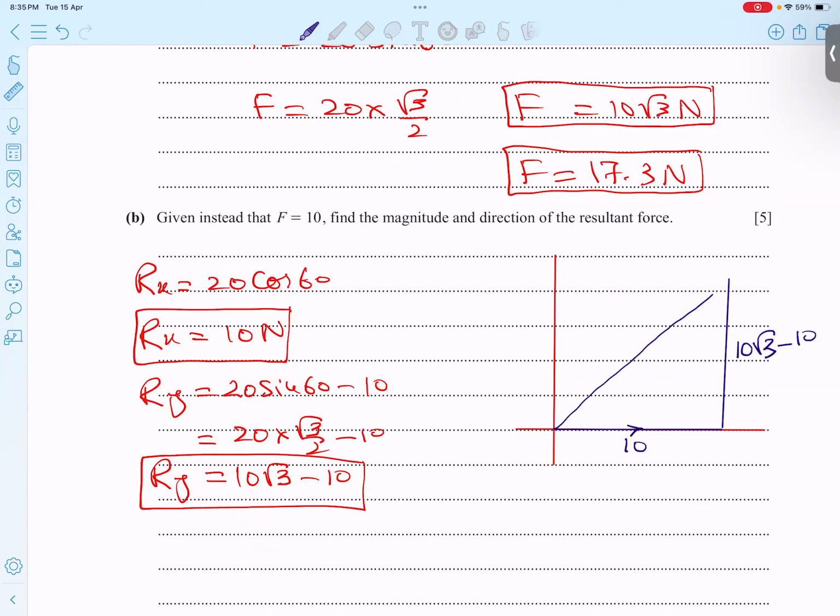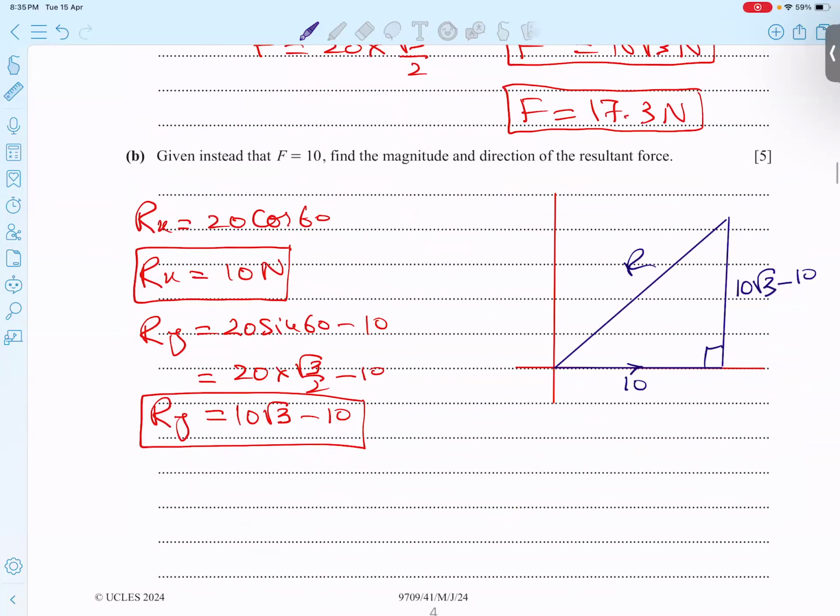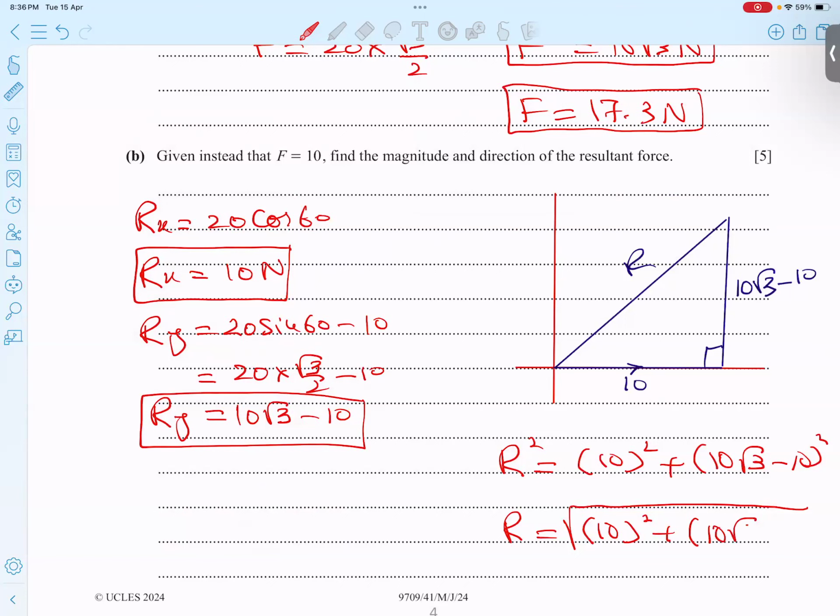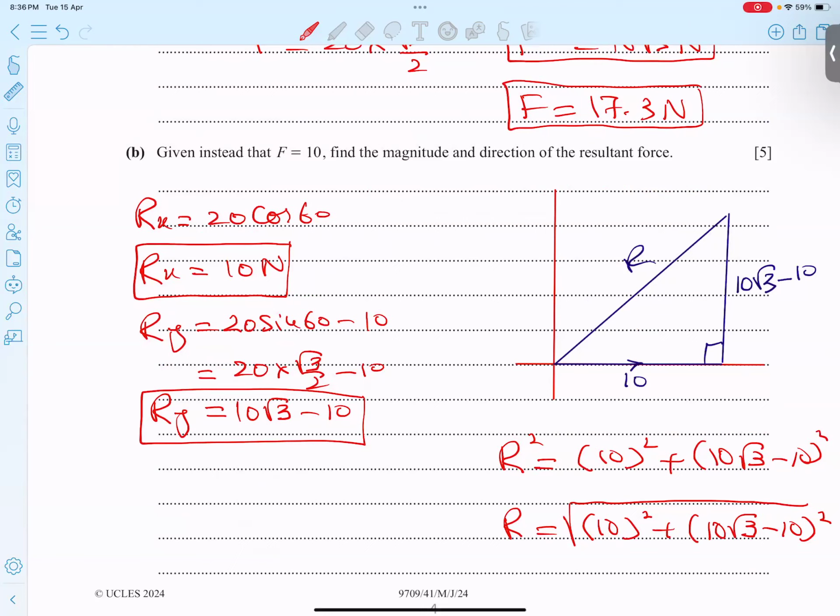And this is R, 90 degrees. If I find it, I'm going to apply the Pythagoras theorem. So R squared equals 10 to the power 2 plus (10 root 3 minus 10) to the power 2, and take the root of the whole thing. If I type it in the calculator, the answer turns out to be 12.4 newtons.